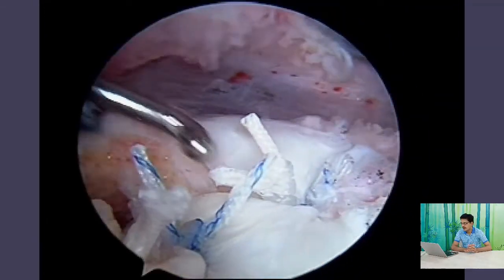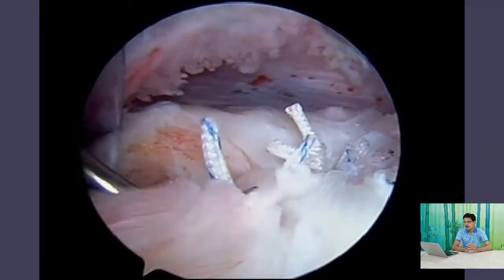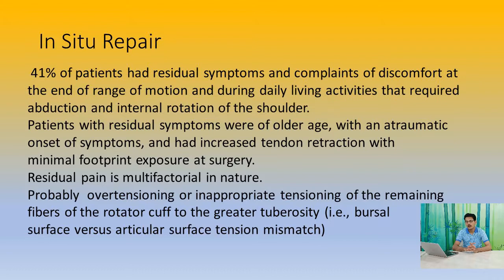Now this is the finalized repair. A good trick here is to do a good subacromial decompression before you start your repair anteriorly. So in situ repair is a good technique, but unfortunately we have seen that it does not give very good results. This was also followed up by a study, and it shows that 41% of patients have residual symptoms and complaints of discomfort at the end range of motion and during daily activities, which require full abduction and internal rotation of the shoulder.